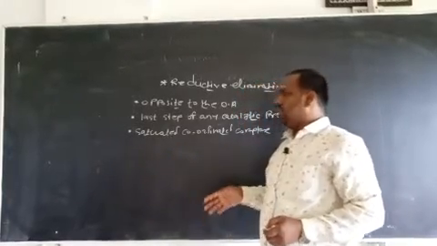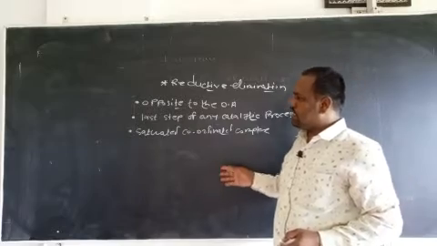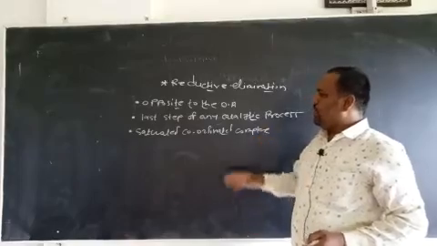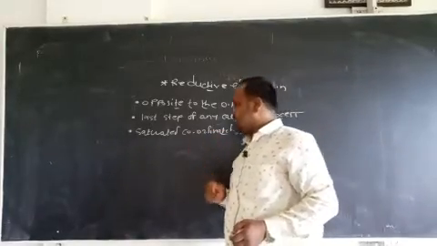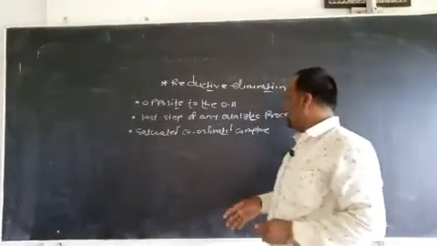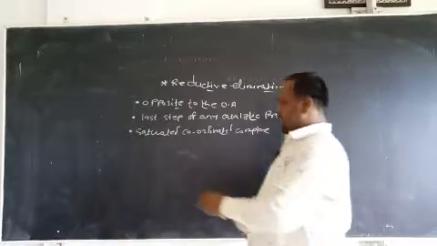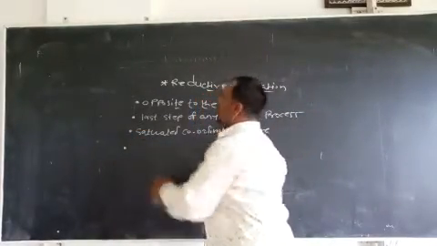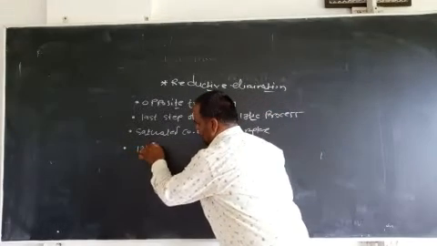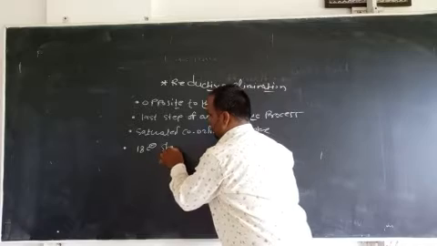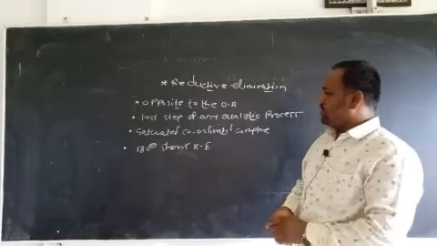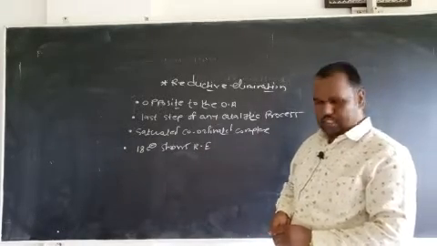For example, the octahedral complex in which all 6 sites are occupied. Therefore, the complex is called saturated. So a saturated coordinate complex shows a reductive elimination reaction. Next important characteristic of this reductive elimination reaction is that only 18 electron species show a reductive elimination reaction.